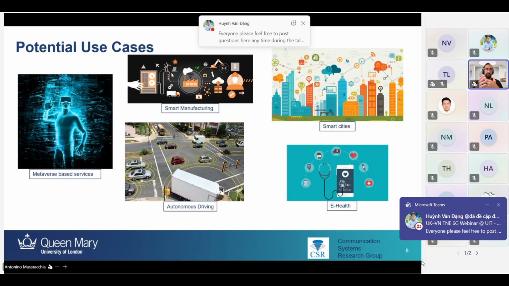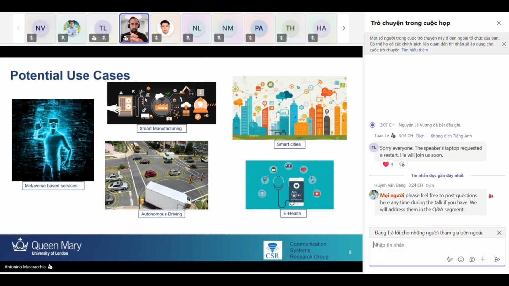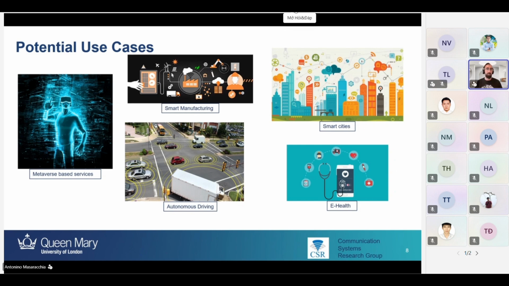These are necessary for a lot of services, like metaverse-based services such as holographic communication or tactile internet, which require very low latency, or where latency plays an even more important role, such as smart manufacturing and autonomous driving. Imagine an autonomous driving system where latency is not guaranteed. This would compromise the coordination between autonomous driving systems, which can create serious harm and a very threatening condition for the surrounding environment.